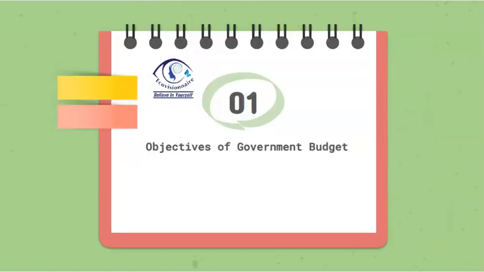So first topic which you have to cover, students, that is objectives of government budget. There are 4 to 5 main objectives of government budget, but the most important ones are the first two: redistribution of income and wealth and reallocation of resources.